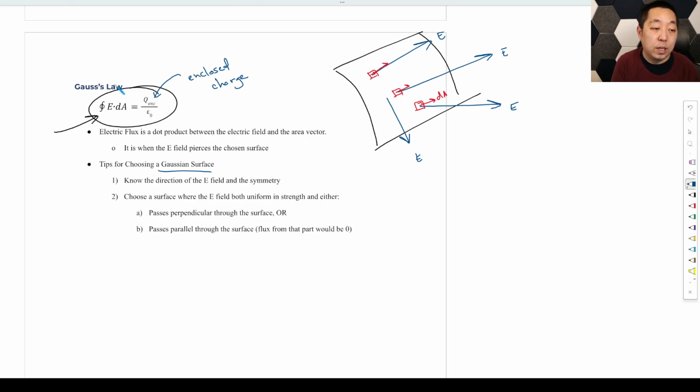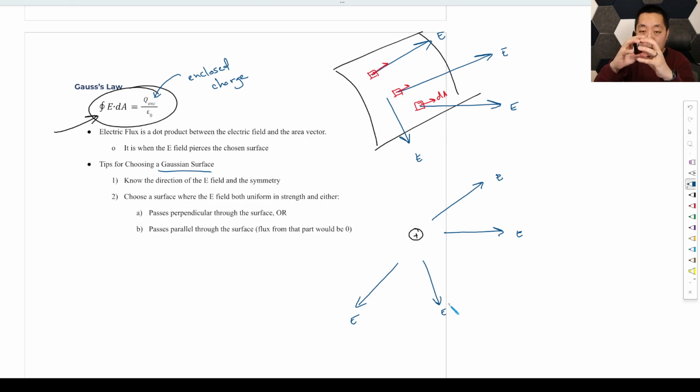Now, there are tips for choosing a Gaussian surface. This is a super important part. In order to make this left side of the integral computable, without actually knowing vector calculus, you need to first know the direction and the symmetry of an electric field. For example, if we take a point charge, its electric field is going to point away from the positive charge, and it's going to do it in radial directions. In 3 dimensions, it's going to be a ball, and it has radial field lines pointing perpendicular and away at all points.